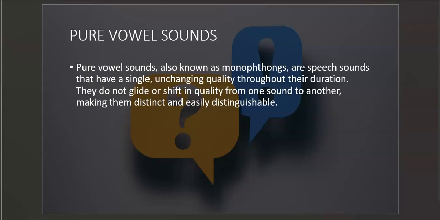So these are speech sounds that have a single unchanging quality throughout their duration. They do not glide or shift in quality from one sound to another, making them distinct and easily distinguishable. So pure vowel sounds are, so we talked about something known as diphthongs, monophthongs. Okay, so right now we're talking about monophthongs.